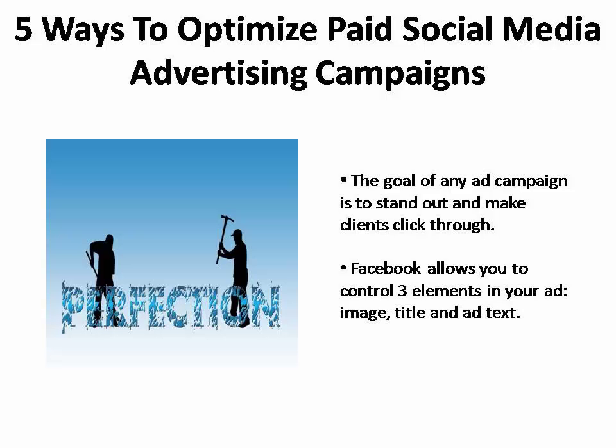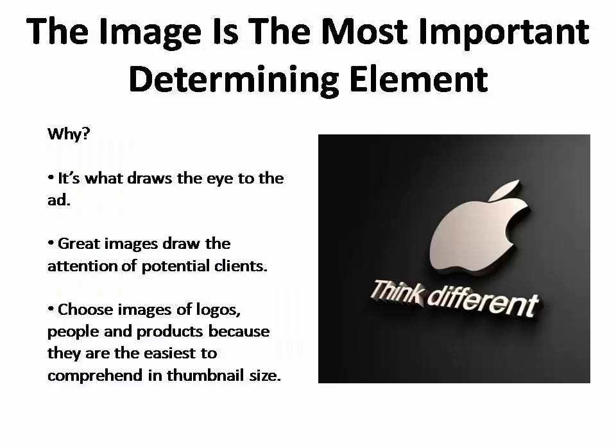When your ad appears on the Facebook pages of your intended audience, you want it to stand out so that the odds of them clicking through to where you want them to go are stronger. Facebook allows you to control 3 elements in your ad: image, title, and ad text. The image you use to accompany your ad is the most important determining element because it's what draws the eye to the ad. Without an attention-getting image, your ad will have a hard time attracting clicks.